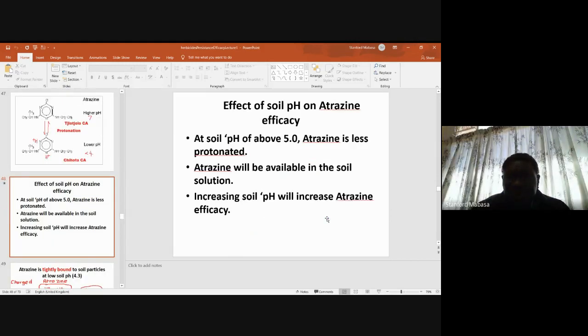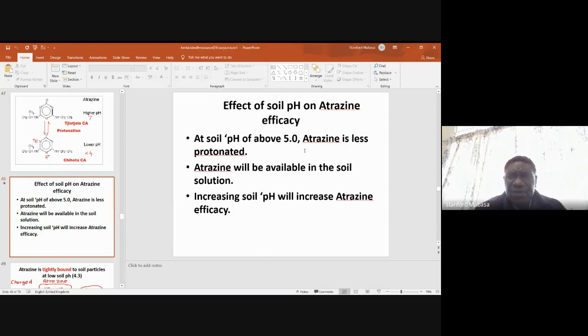Now let us look at the effect of soil pH on atrazine efficacy. A pH of 5 makes atrazine less protonated. In other words, it is not going to attract the hydrogen ions. So atrazine will become available in the soil solution. So increasing soil pH will increase atrazine efficacy.